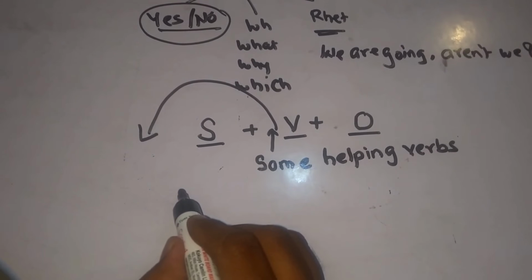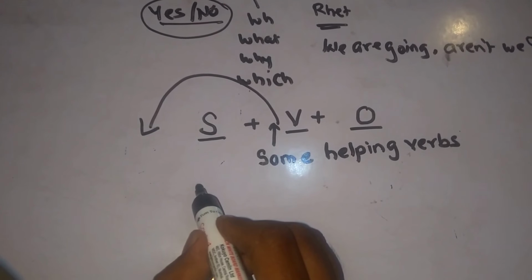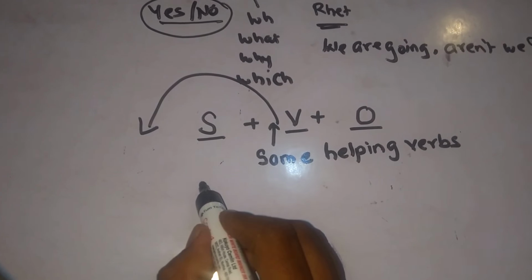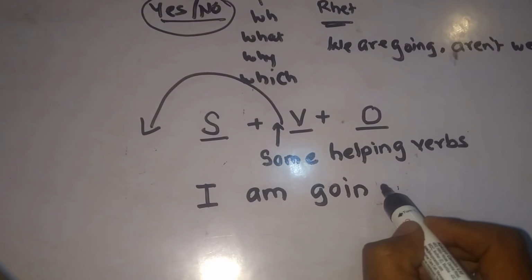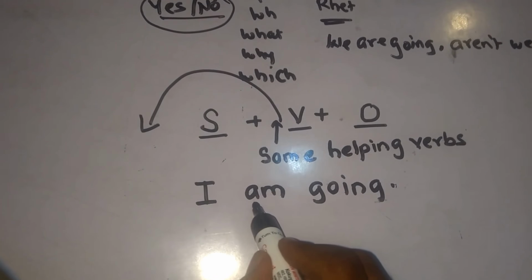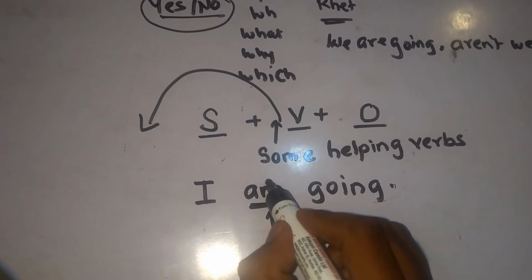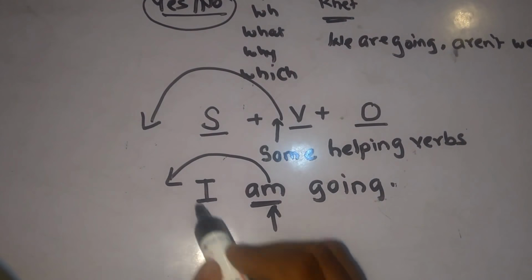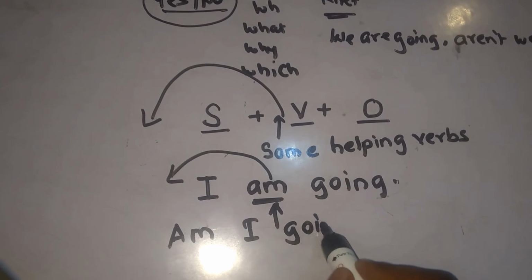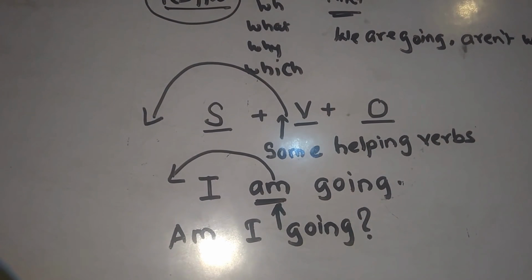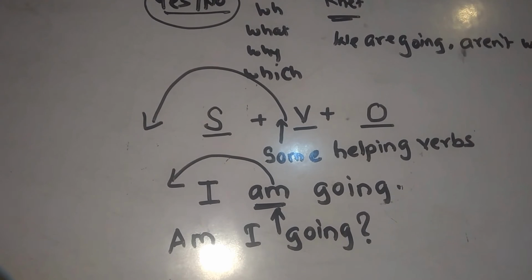For example, suppose I write a sentence in its continuous present tense: I am going. Now, as we know, the helping verb or auxiliary verb is am here. If I take this am behind the subject, it becomes: am I going? So this is how we can convert a sentence into a question.